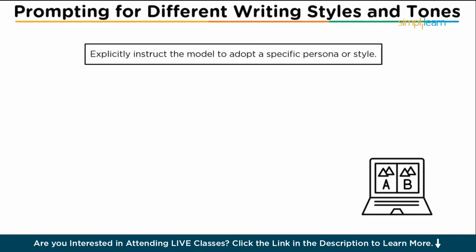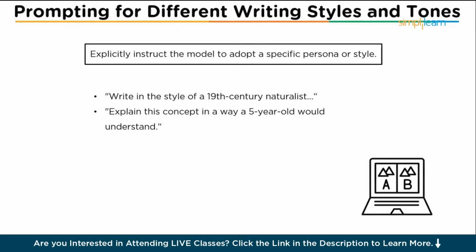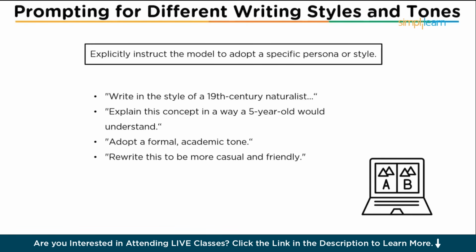For example, you can tell it, write in the style of a 19th century naturalist, or explain this concept in a way a 5-year-old would understand. You can also guide its overall feel by asking it to adopt a formal academic tone or, conversely, rewrite this to be more casual and friendly. By providing these specific stylistic and tonal cues, you ensure the generated text perfectly matches the intent, audience, and purpose.